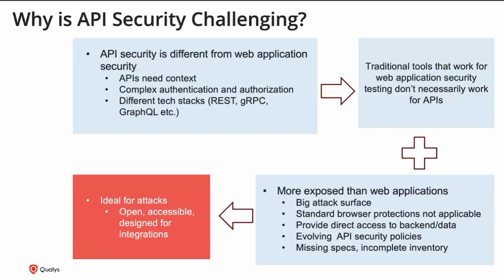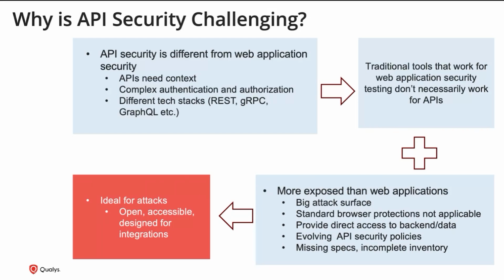Now let's talk about what makes API security a challenging problem. Basically, API security is very different from web application security. First of all, APIs need context. There is a sequence that needs to be followed. You can't delete an object that you haven't created. And then also the context of the user. Does the user have permission to perform that operation?